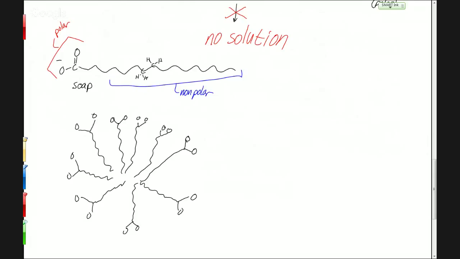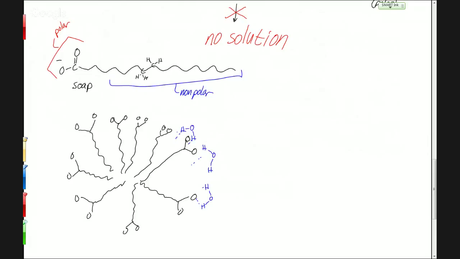And again, it's not a circle, it's a sphere. It's like a ball of all these things with their nonpolar tails pointing toward the inside. That means the inside of this ball is a nonpolar environment, a dispersion force environment. The outside of the ball is a polar hydrogen bonding environment. So the outside of the ball will happily interact with water molecules, and the inside of the ball will happily interact with nonpolar molecules.